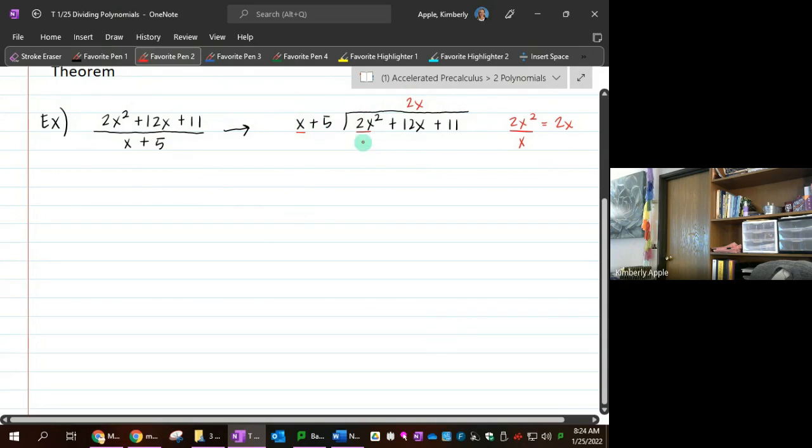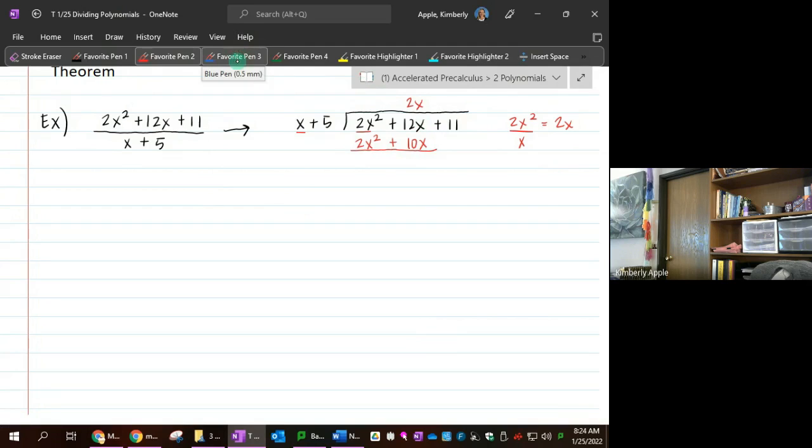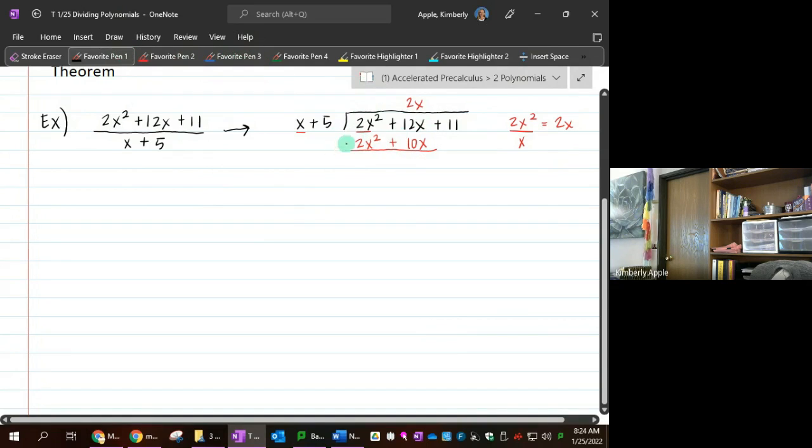So it's 2x times x is 2x squared. And I want to line up the same powers here. Okay, notice how the linear is above that and the squares are below here. And so 2x times x is 2x squared. 2x times 5 is going to be 10x. Fair enough? Right? Then I need to go back. This is a subtraction. I'm going to subtract all of this. So subtract.